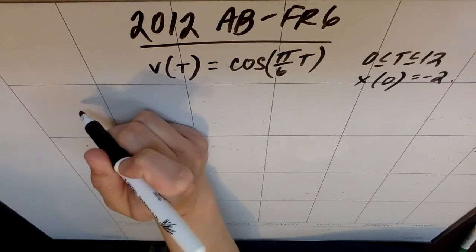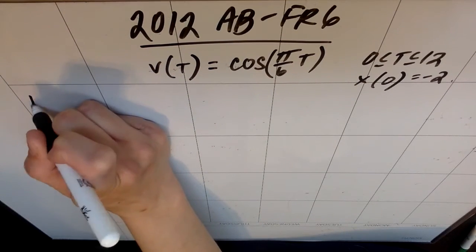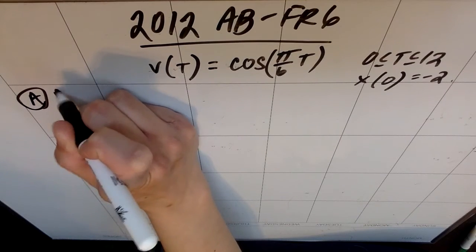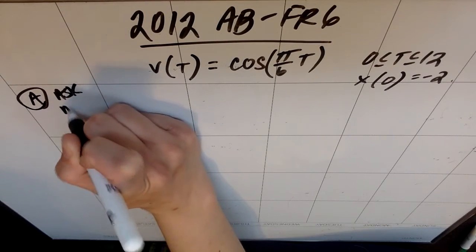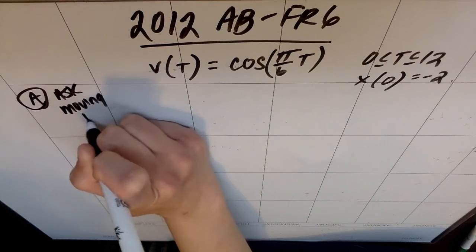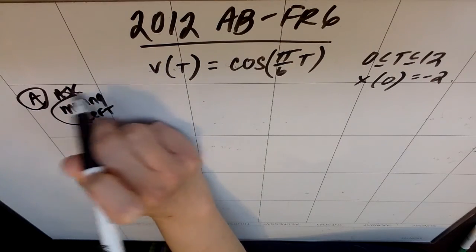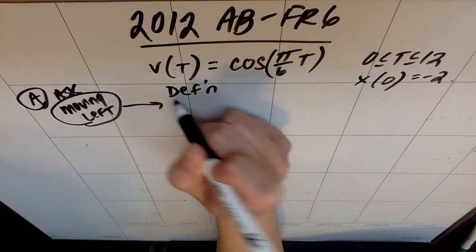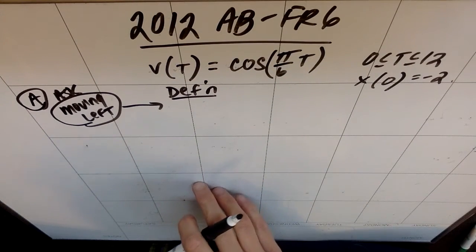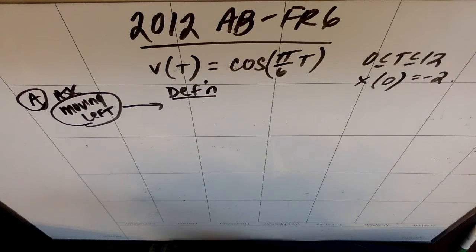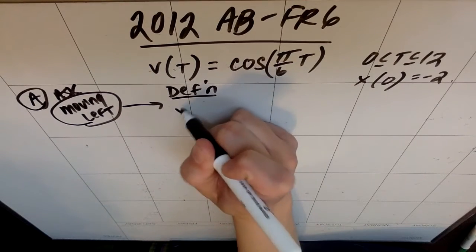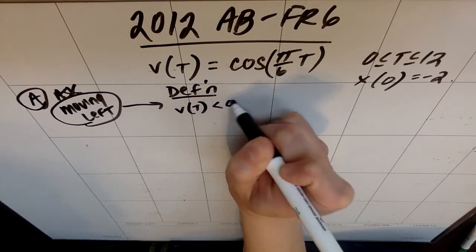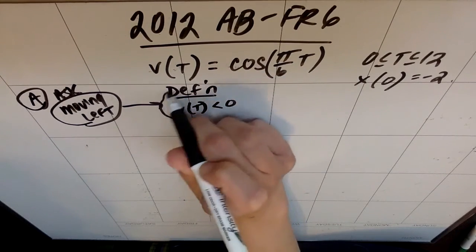This is one of those situations where the first thing we should really do is think about what it means to be moving left. That's the thing they ask, so you want to translate that into what it would mean mathematically. What is the definition of moving left? On the x-axis, moving left means the velocity is negative. So that means v of t is less than 0.